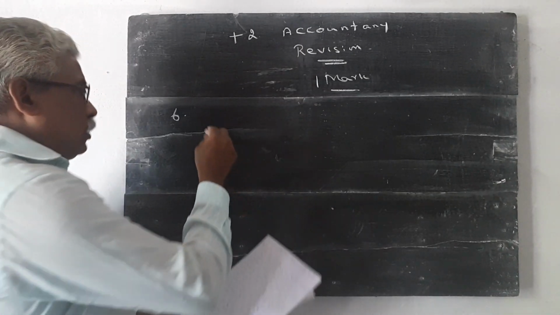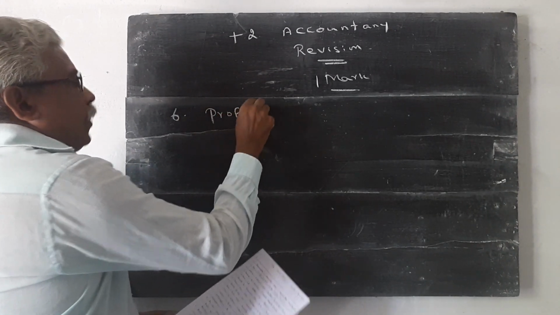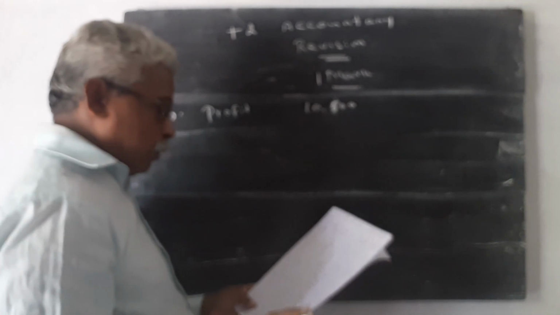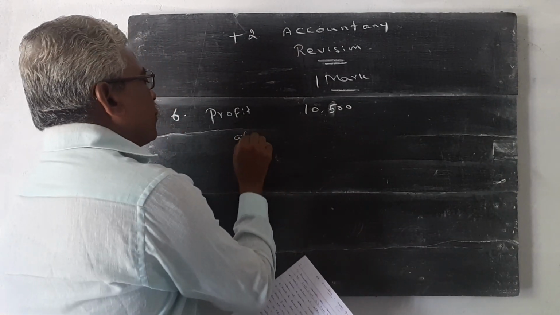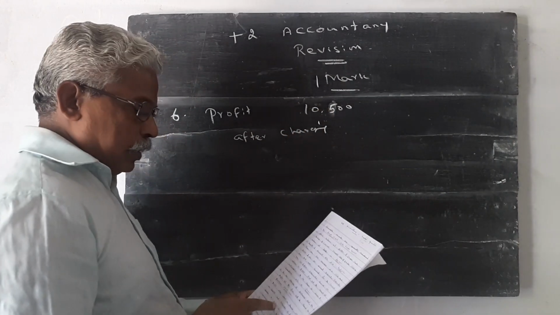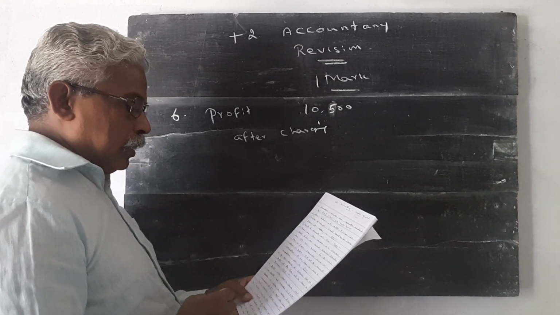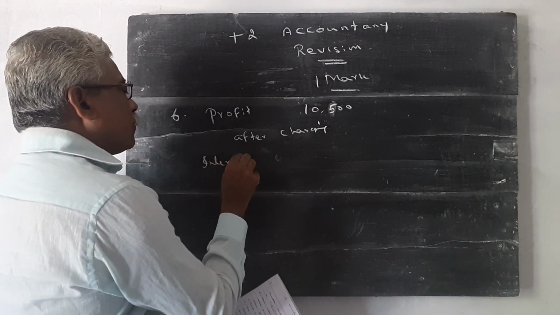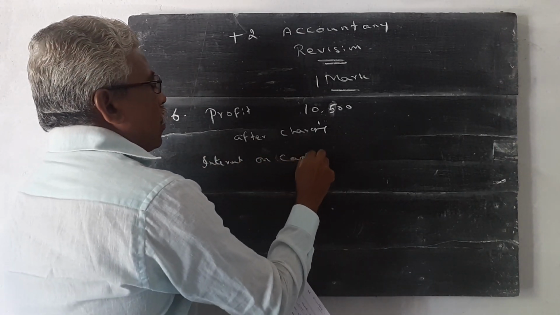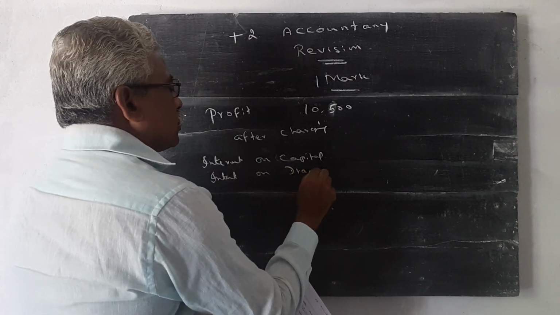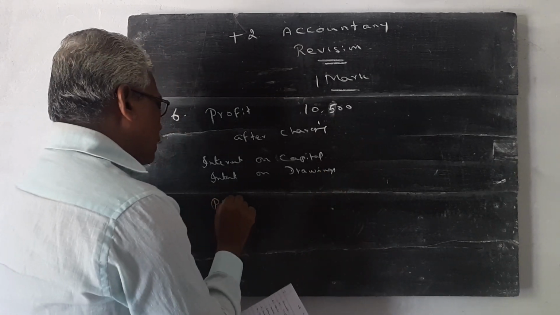Then profit of the firm is rupees 10,500. Profit of the firm is rupees 10,500, after charging interest on drawings, interest on capital and partners' remuneration.